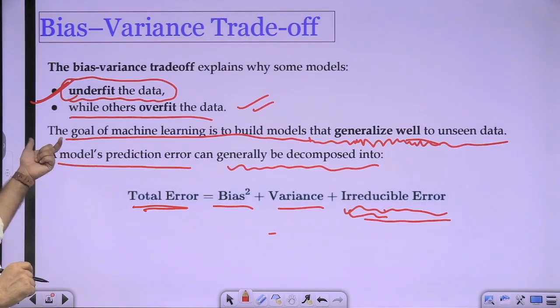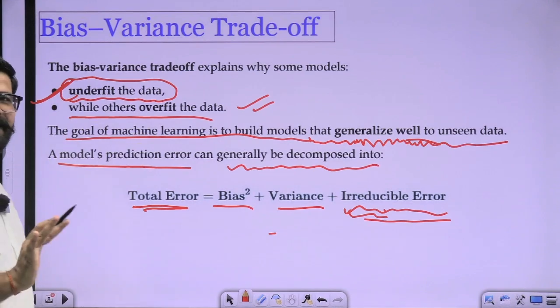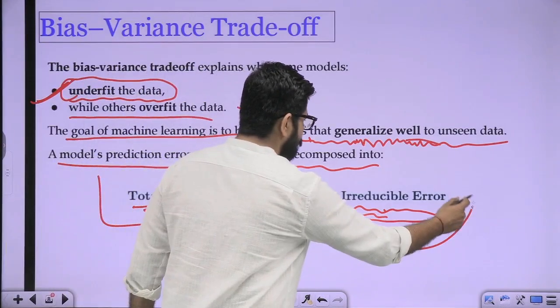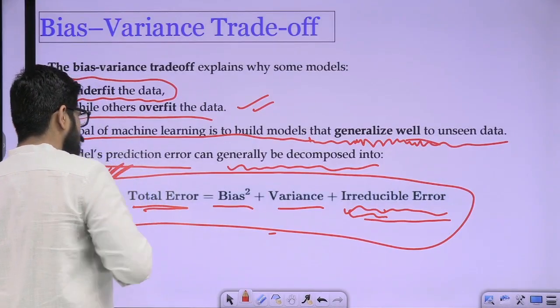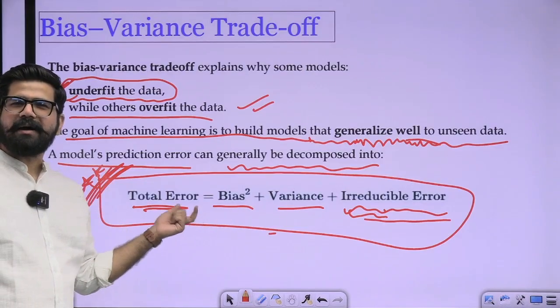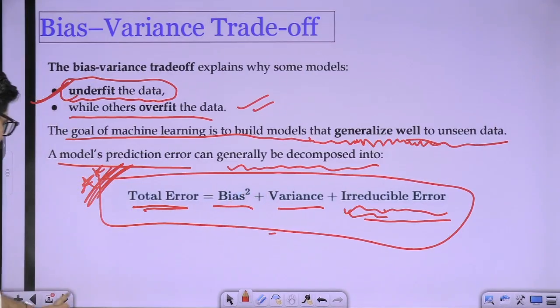The trade-off we have already seen on unseen data. The goal of machine learning is to build a model that generalizes to the unseen data. And this equation is important. You must remember it. In most examinations you have seen this, and a lot of things can be easily solved with it. That is, error can be written as bias square plus variance plus irreducible error.